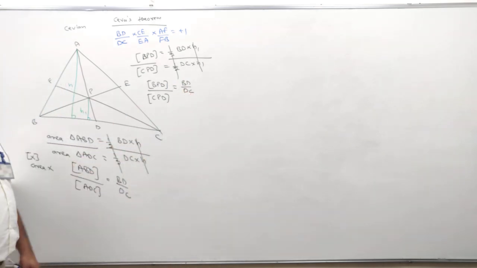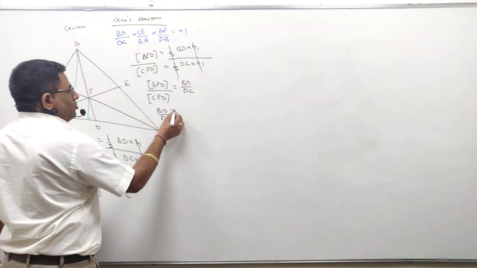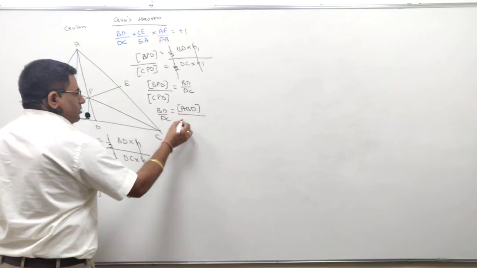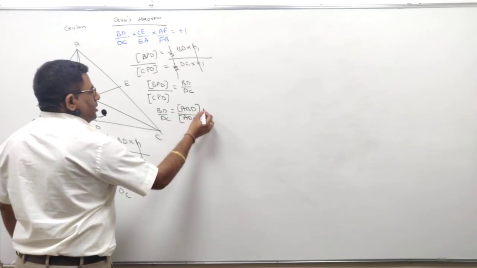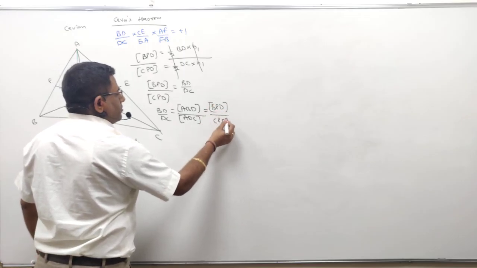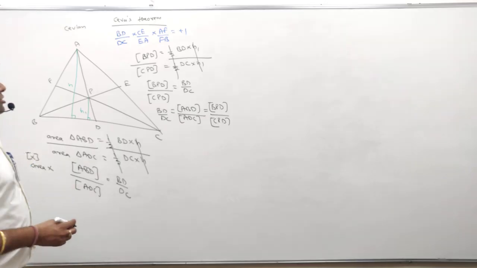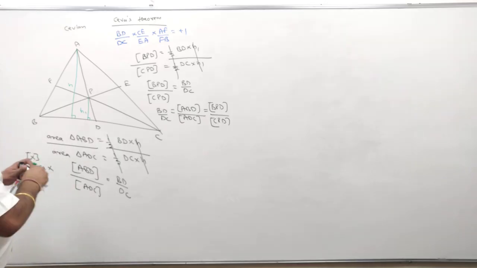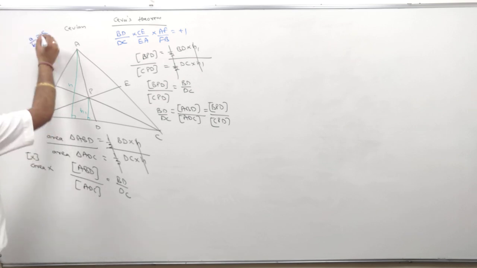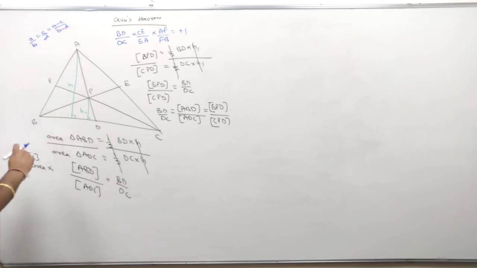Both are equal. That is, we can have BD upon DC is equal to area ABD upon area ADC is equal to area BPD upon area CPD. Hope it is clear to everyone. There is one important property of a ratio and proportion. That is, if A upon B is equal to C upon D, then this is equal to A minus C upon B minus D. Hope it is clear to all of you.